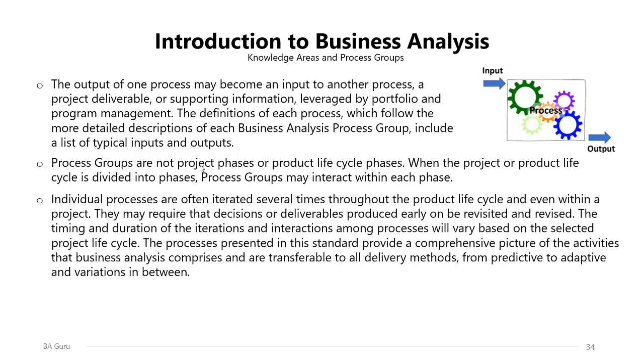Individual processes are often iterated several times throughout the product lifecycle and even within a project. As explained earlier in the products and projects lecture, we might have more than one project lifecycle as part of one product lifecycle. They may require that decisions or deliverables produced early on be revisited and revised. The timing and duration of the iterations and interactions among processes will vary based on the selected project lifecycle.